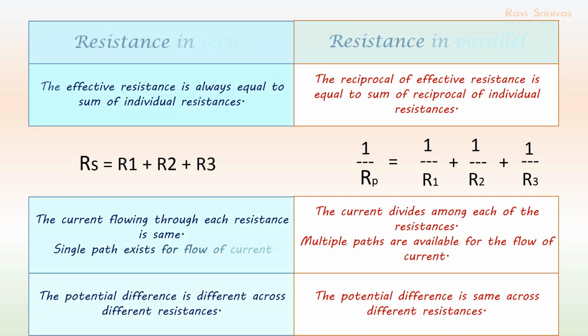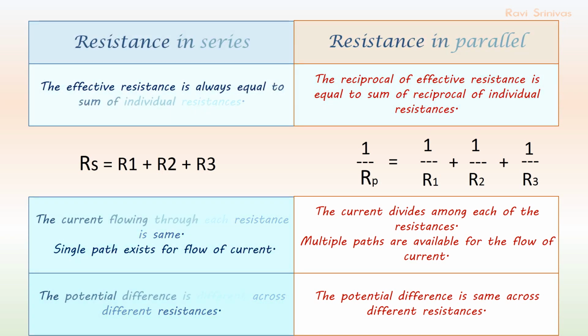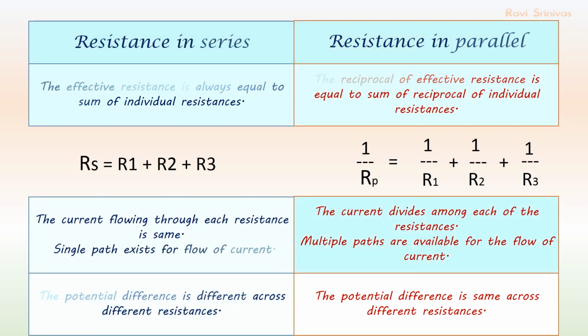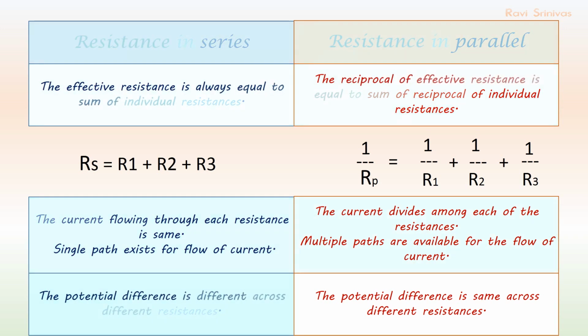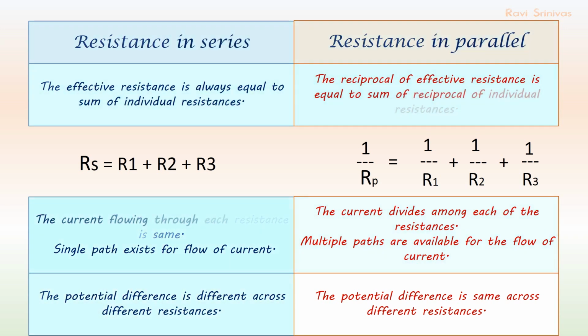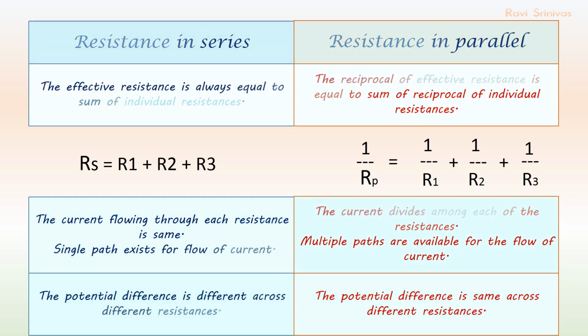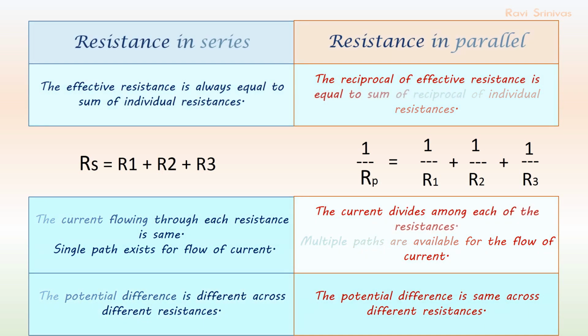In series, the potential difference may be different across different resistances. In parallel, same potential difference exists across all the resistors.